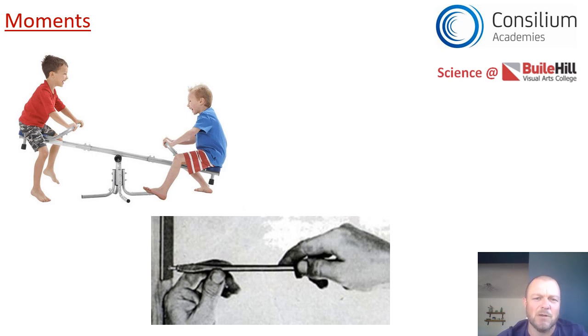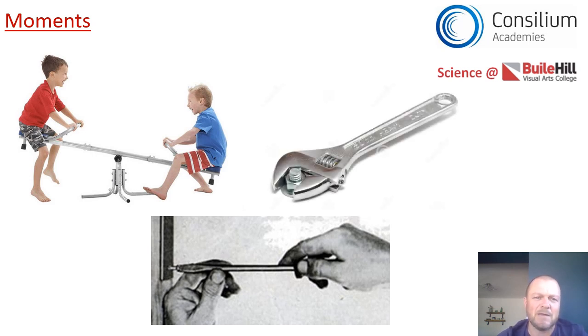And the same principle applies when using a spanner. The bigger the spanner, the further away your hand is from the bolt, which is the pivot, the much easier it is to screw something tight or to loosen it.